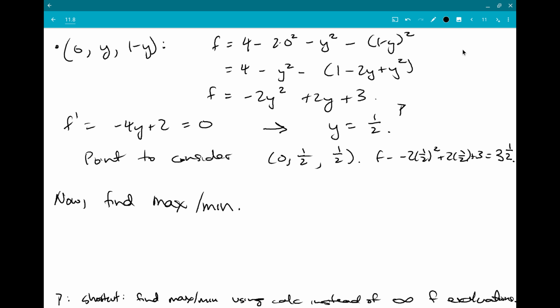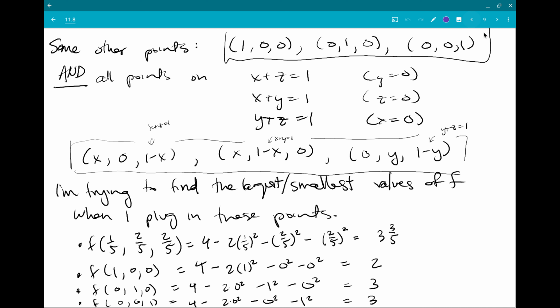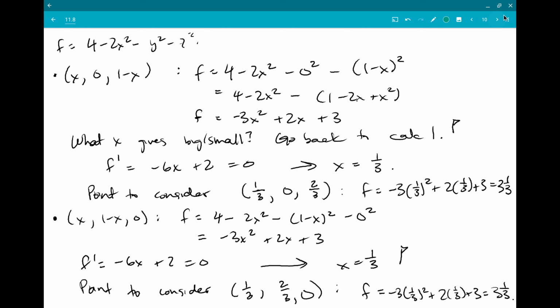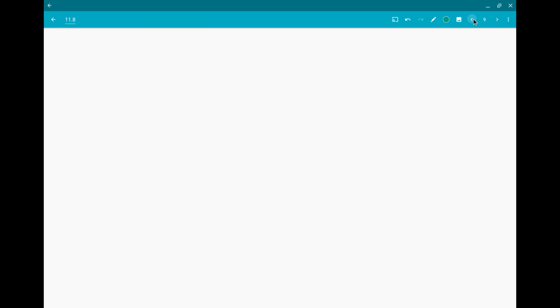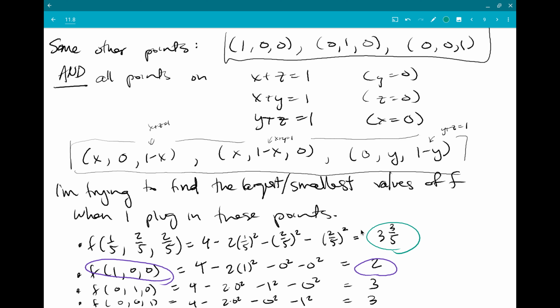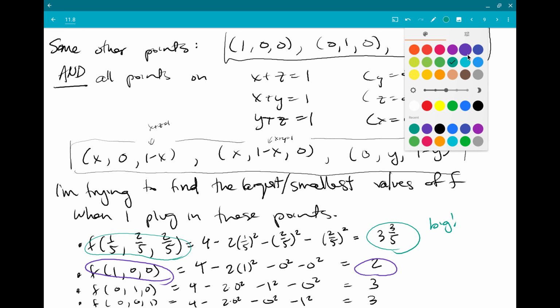Okay, but our last step has always been to look at everything we evaluated and find the largest and smallest ones. So I'm going to go look for my largest and smallest functions. This looks pretty small. F of 1, 0, 0 gave me f equal to 2. And 3 3/5, 3 1/3, 3 1/3, 3 1/2. 3 3/5 also looks really big. Big. Small.